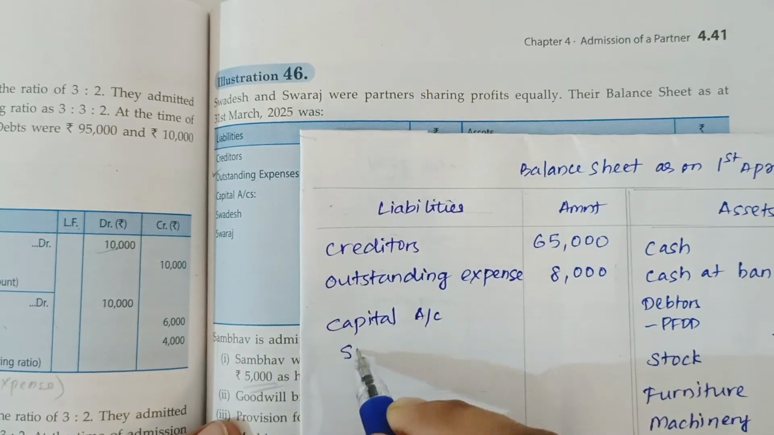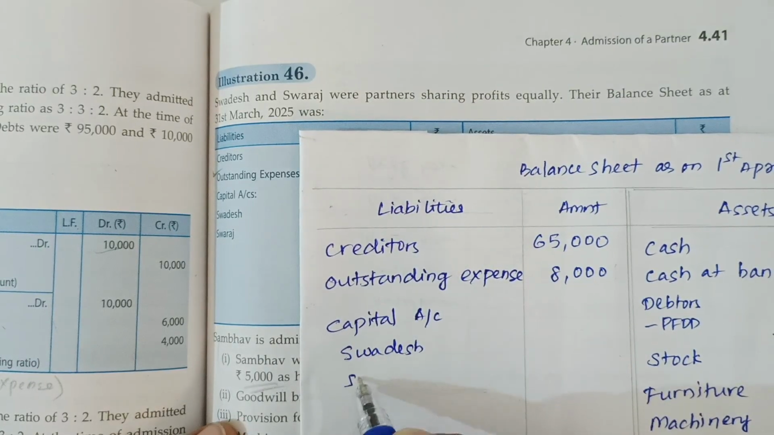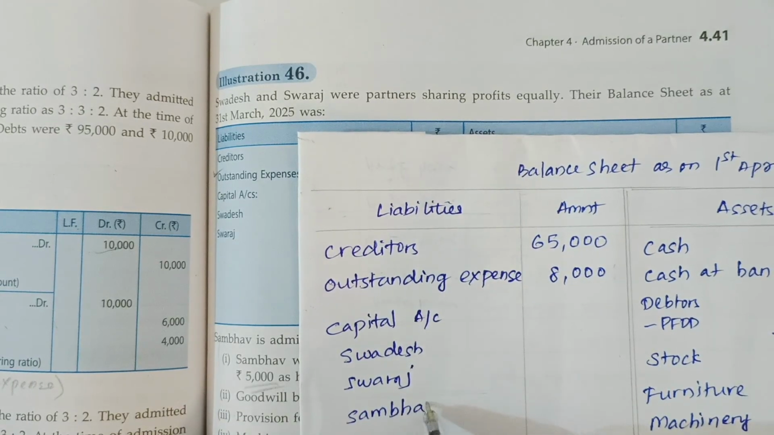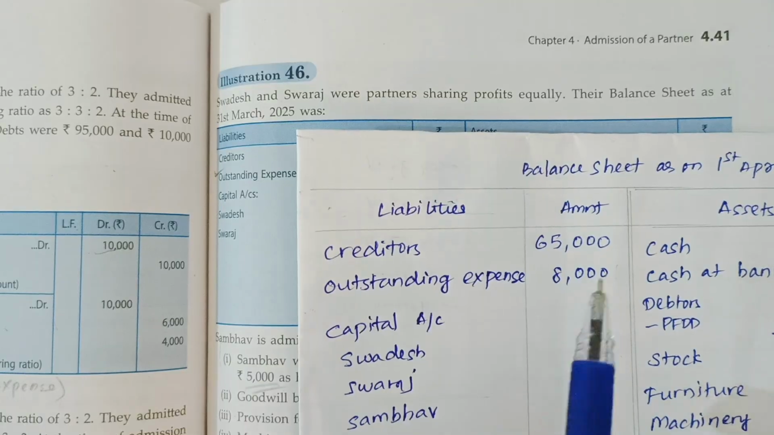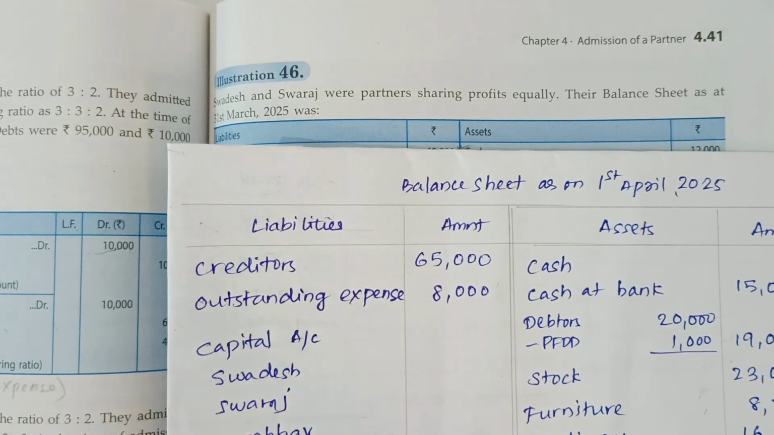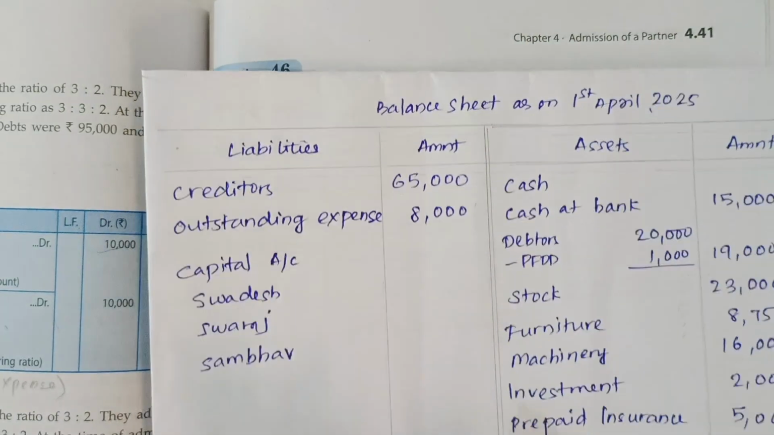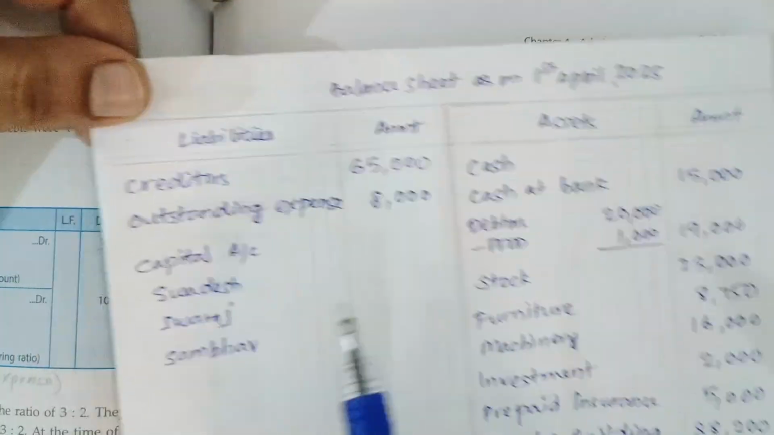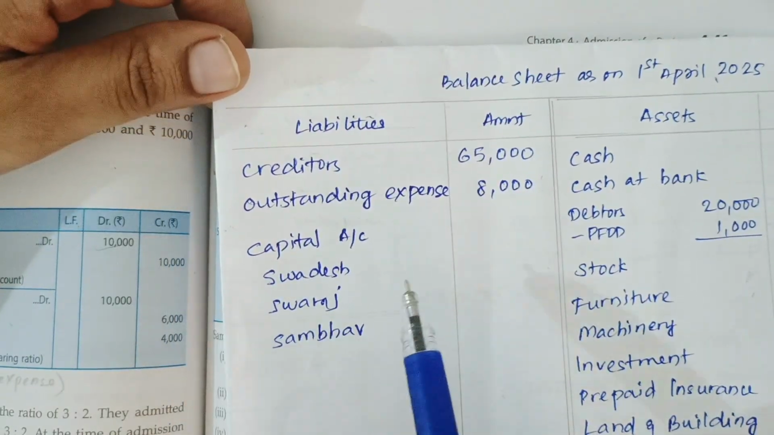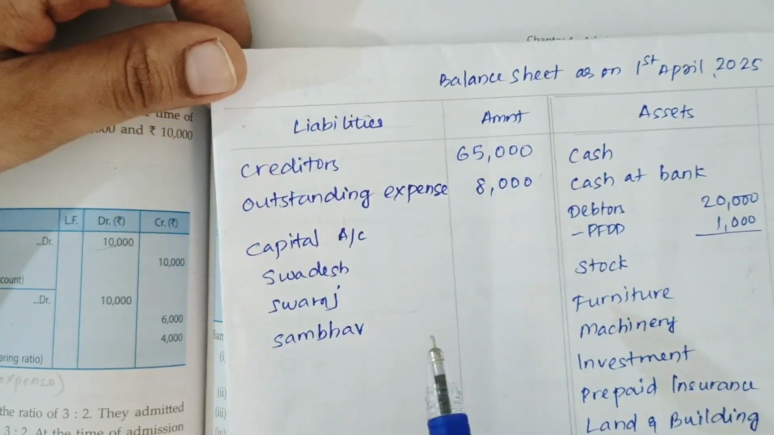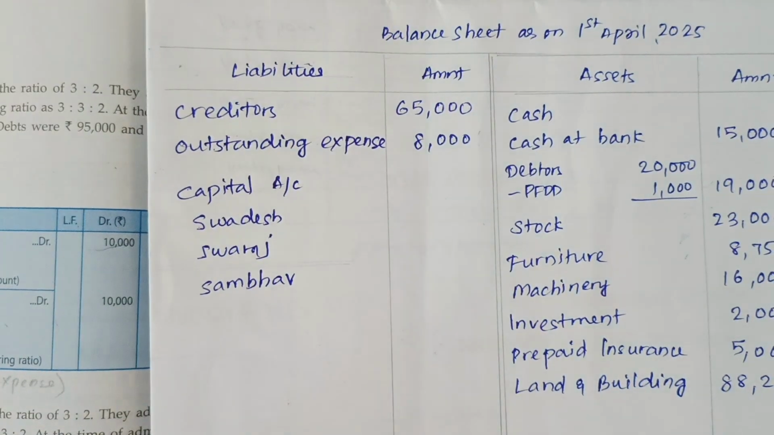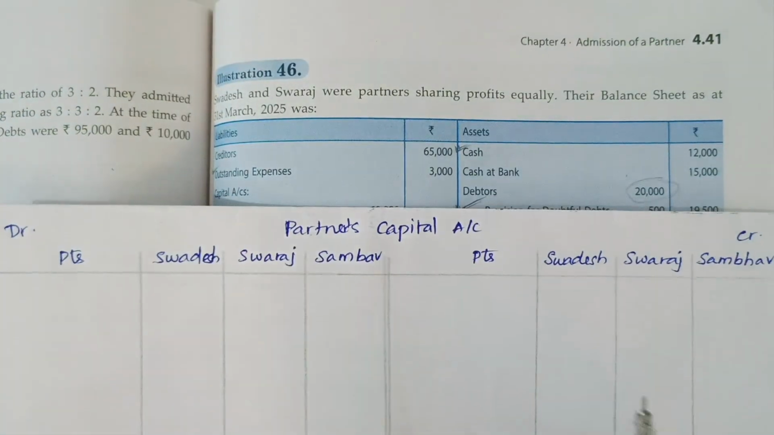old partners were Swadesh and Swaraj. You also have to post new partner's capital, because the balance sheet is prepared after the admission of new partner. To know the exact value of cash account and the capitals of three partners, we have to prepare capital account and cash account, but in the question it is not asked, so we have to prepare a working note on this. Okay, so let's prepare the capital account of partners.